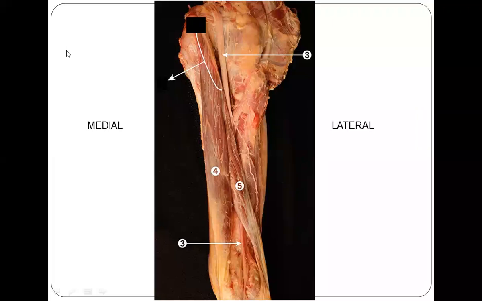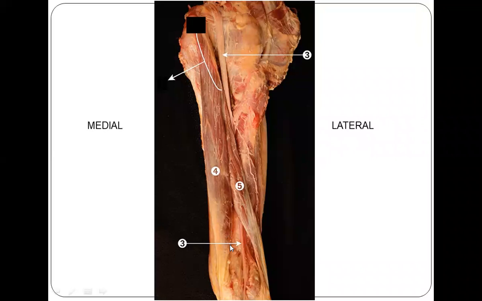Yes, anyone? Apart from Lakshmi, is there anyone? Otherwise you can just type it in the chat. Can you name which structure is labeled as 3 in the gluteal region? You can type the answer. What is the structure labeled as 3 here? Yes, sciatic nerve. You all know that. What about the structure labeled 3 here in the popliteal fossa?